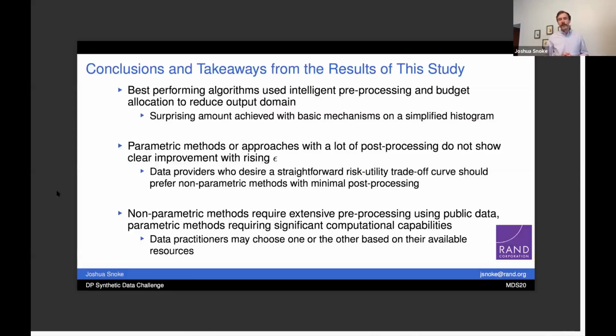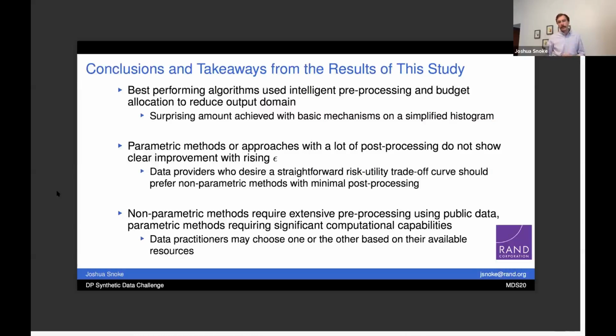So the first is that the best performing algorithms really relied on intelligent pre-processing and budget allocation to reduce the output domain. This is where I was saying the best ones were the ones that cluster the variables, that reduce the space that they were trying to preserve. And really a surprising amount could be done with just a Laplace or Gaussian mechanism on a simplified histogram. Those were pretty consistently the best performing methods. Now that does assume you have access to good public data, which is not always the case. But if that is the case, at least from this application, those are the ones that did the best.